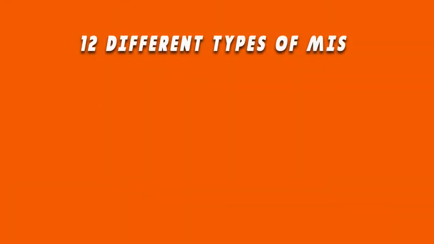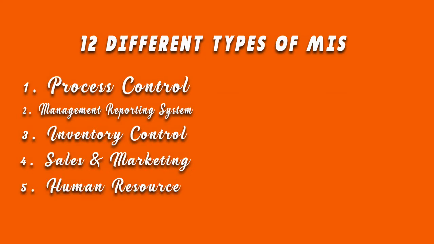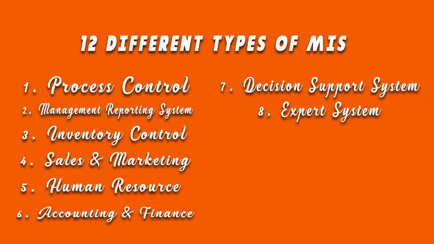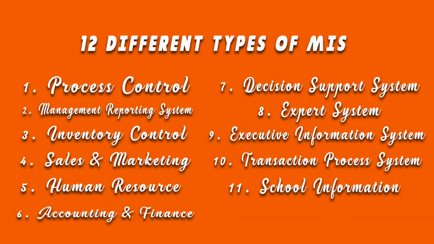So there are different types of MIS. There are 12 different types of MIS, and these are process control, management reporting system, inventory control, sales and marketing, human resource, accounting and finance, decision support system, expert system, executive information system, transaction processing system, school information management system, and local databases. So what are the main components of an MIS?